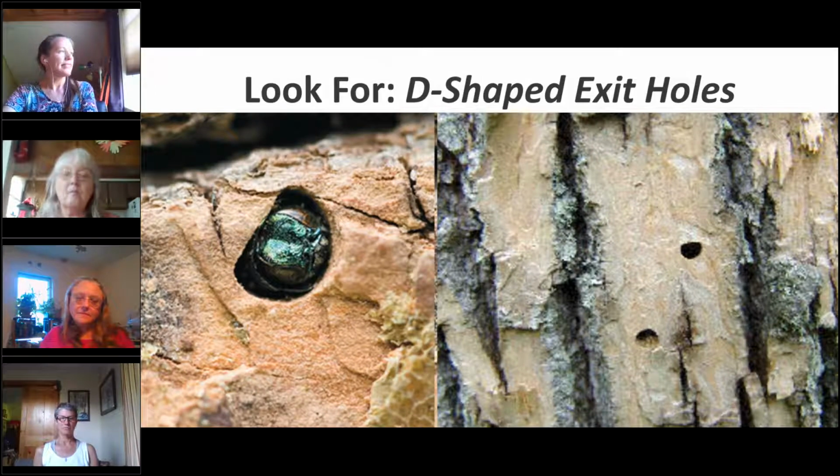And lastly, these D-shaped exit holes. This is how the larva, once it's turned into an adult beetle, chews its way out, and because its back is flat, it makes this D-shaped exit hole. They're very small, and likely by the time you're seeing it at your eye level on a standing tree, it's probably quite a bad infestation, and there would be some other signs as well.